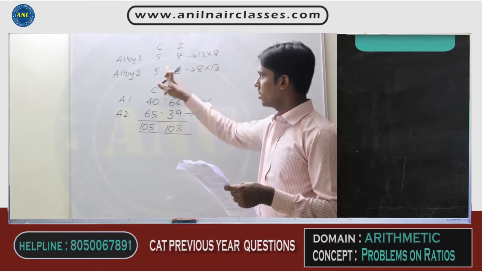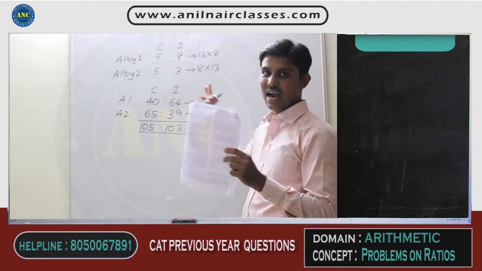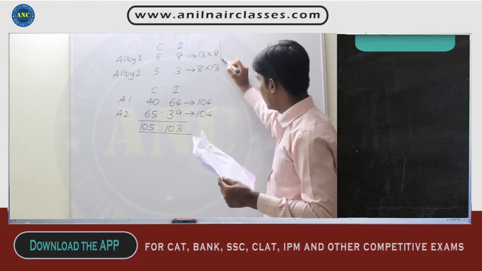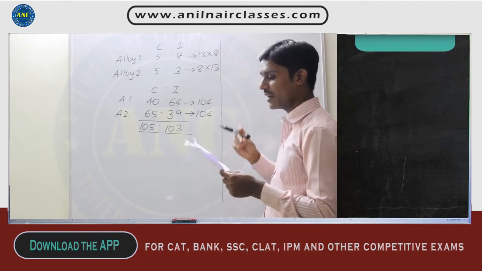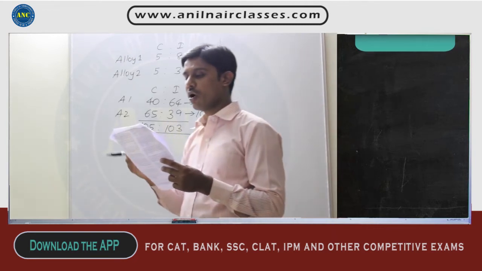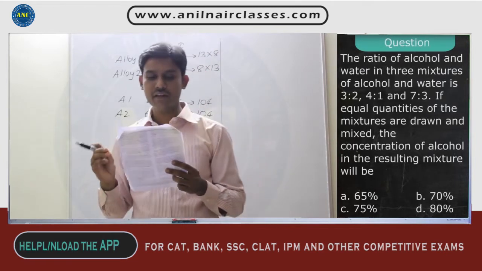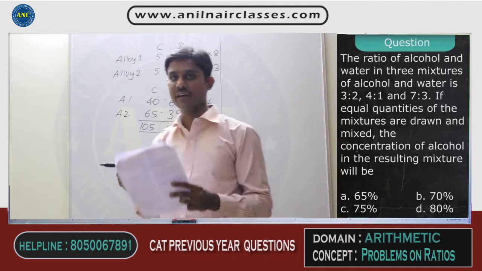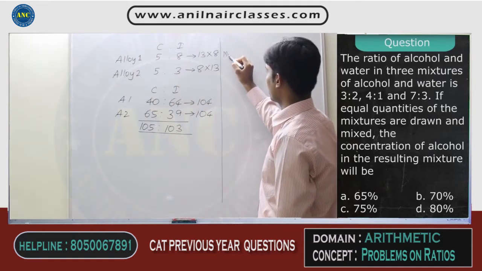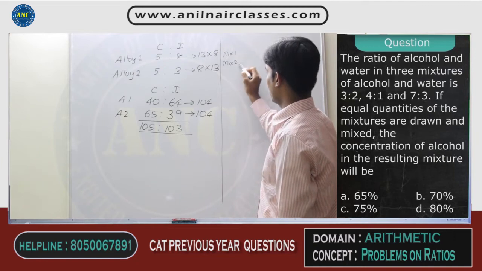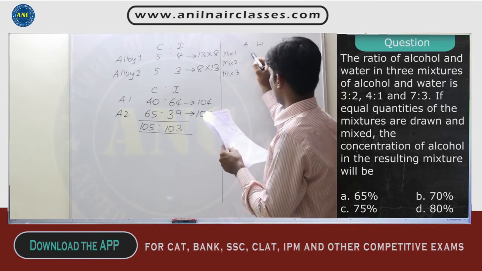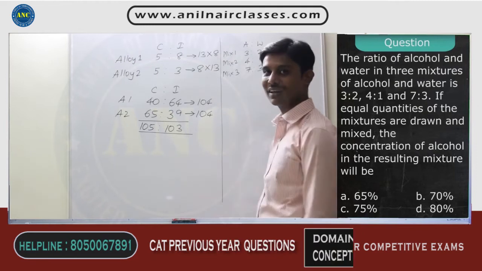Now see here, please do not take it as 5x, 8x and all those things and make yourself little complicated, sir. It's a very easy way of solving by using ratios. Now, before you write it, first listen to the next question. Same logic. The ratio of alcohol and water in 3 mixtures of alcohol and water is 3:2, 4:1 and 7:3. Now they are telling that there are 3 mixtures. Mixture 1, mixture 2, mixture 3. In these 3 mixtures, alcohol and water ratio is 3:2, 4:1, 7:3. This is what is given in the first statement.